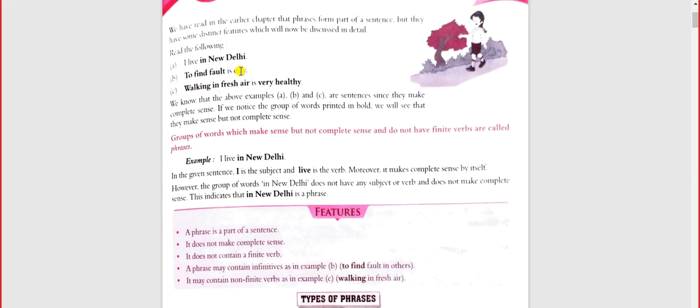In general, the highlighted bold part is indicating the phrase. And if you look at the phrase, just remove the not highlighted part and just look at the bold part, so you will not be able to understand the complete meaning. Yes or no? In New Delhi, full stop. To find fault, full stop. Walking in fresh air, pause. Will it be easy for the other person to know what you're trying to say?